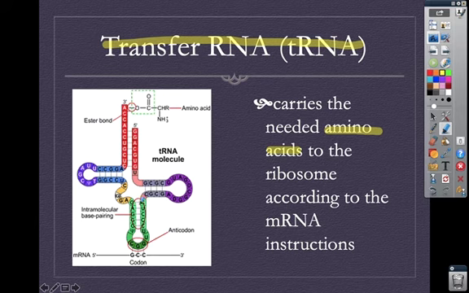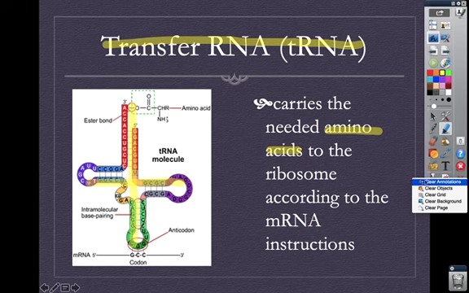Now I want you to notice something about tRNA. Structurally, it kind of looks like a lowercase t. It's a little lopsided, but it still kind of has that basic structure. And here where this little open space is, that's where you're going to find your amino acid attached to the tRNA molecule.